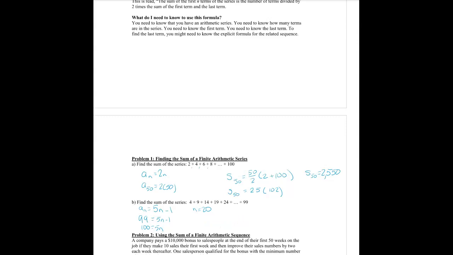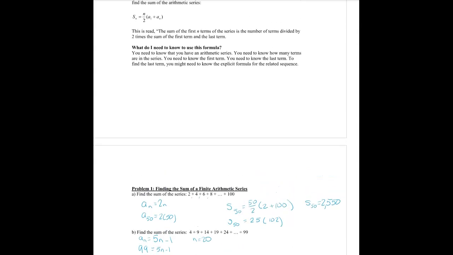Good deal. So now I've got my n, I've got my A sub 1, and I've got my A sub n. So my S sub 20 is going to be 20 divided by 2 times A sub 1, which in this case is 4, plus A sub n, which is 99 in this case. And then we just simplify this. So S sub 20 equals 10 times 103. You plug that into a calculator and you move on with your life.